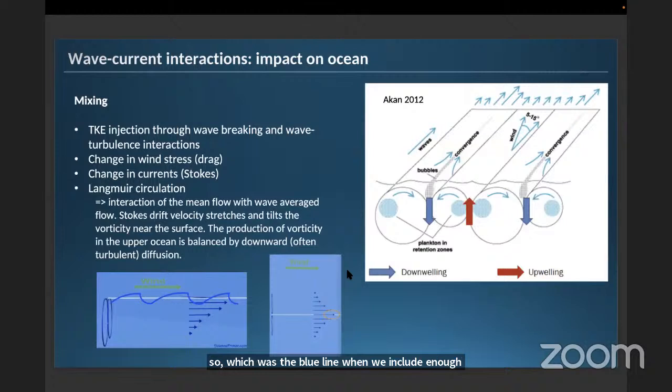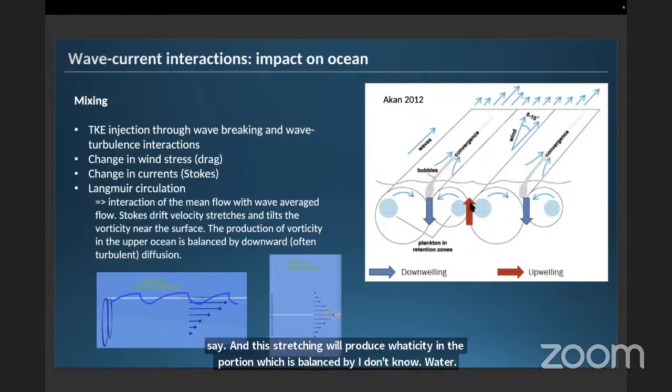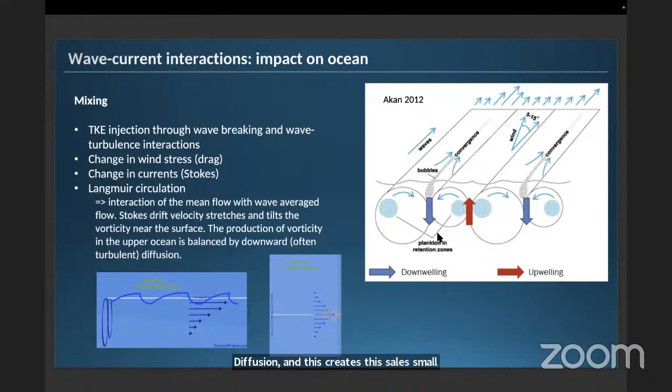Finally, another circulation that is induced by waves is the Langmuir circulation. This is a circulation associated with small rolls, associated to the fact that the mean flow interacts with the wave average flow. So the Stokes drift associated to waves will stretch the velocities close to the surface and also in a special direction. And this stretching will produce vorticity in the upper ocean, which is balanced by a downward diffusion. And this creates these cells and these small rolls of upwelling and downwellings in space.